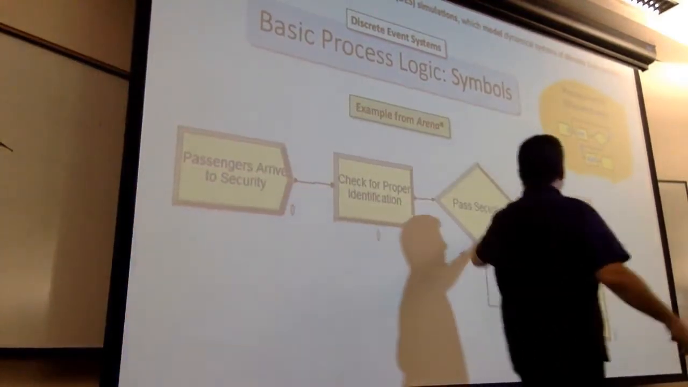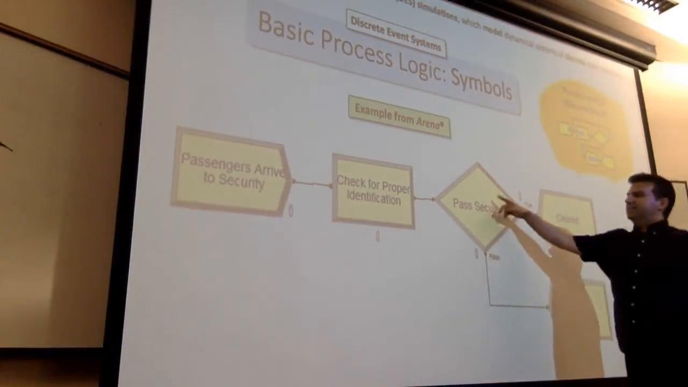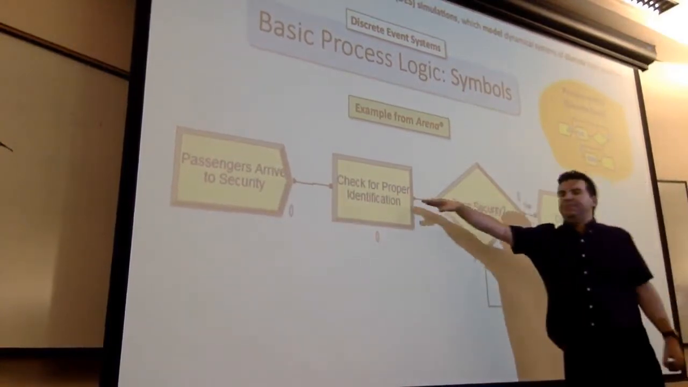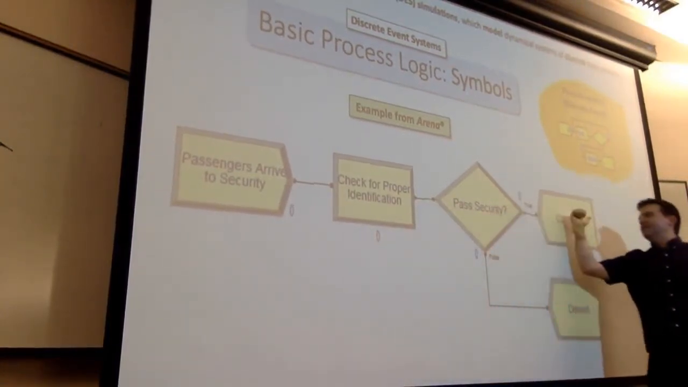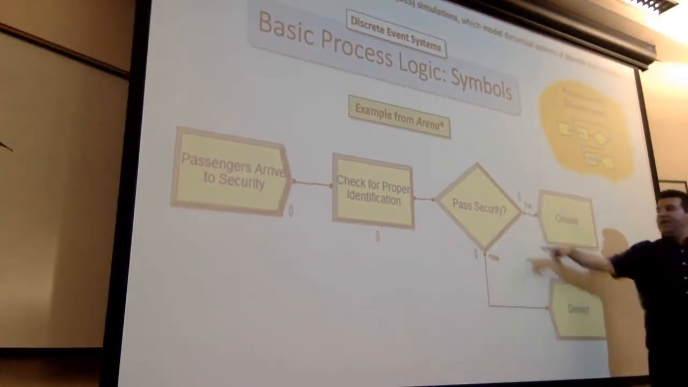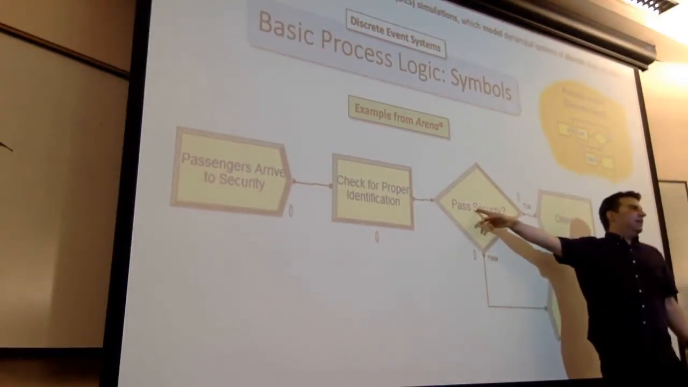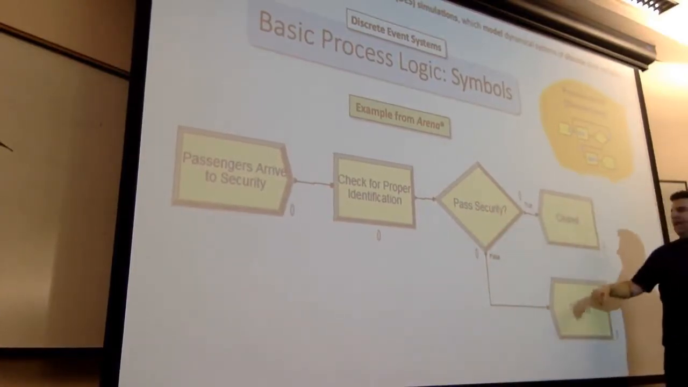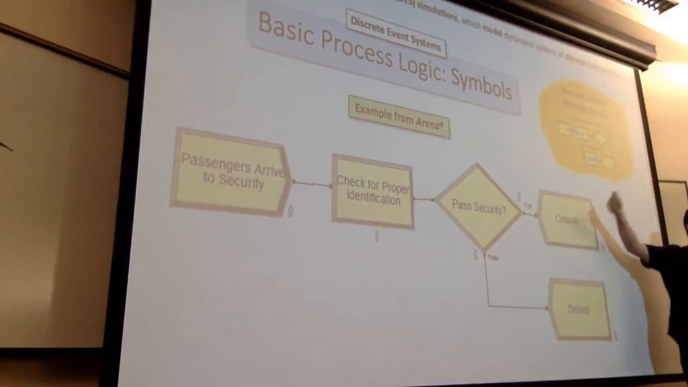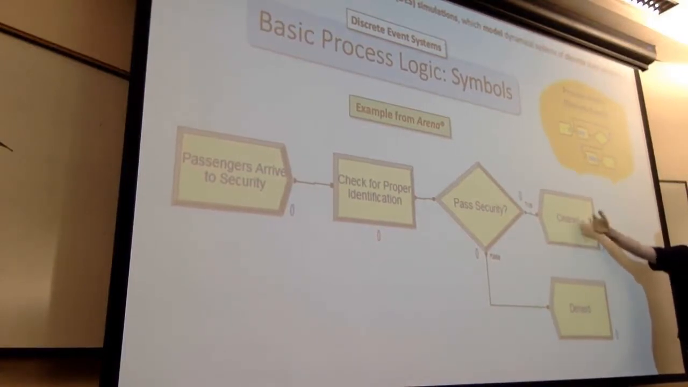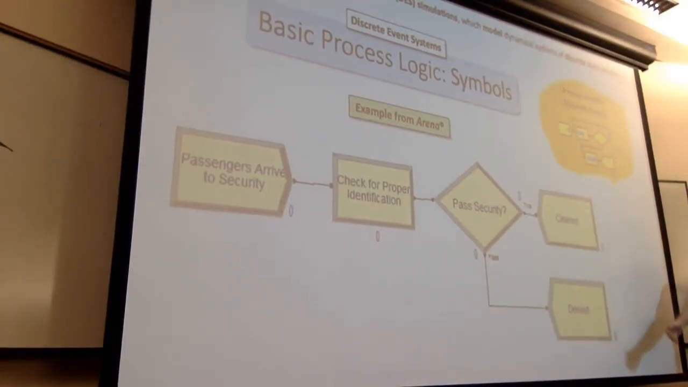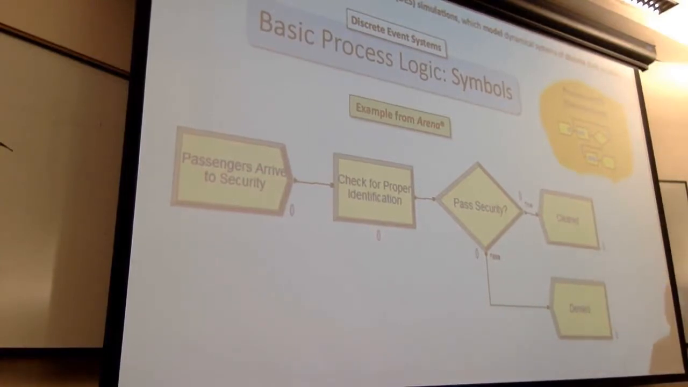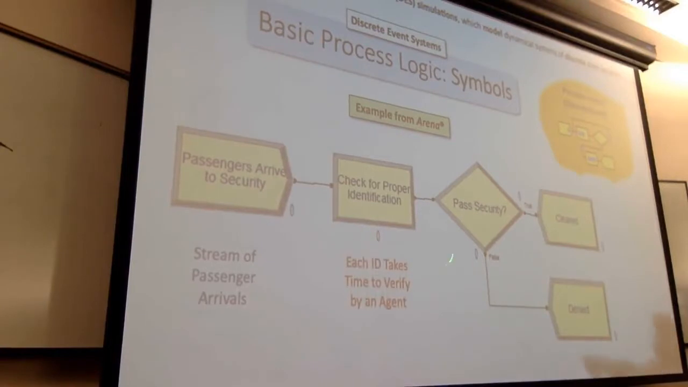Inside this block, I can say, well, based on the properties of the entities passing through, do they pass security or fail? Or I can even just have it flip a coin and say, well, 75% of them pass and 25% of them fail. And then here, this just gets rid of them. It might take stats on how many got cleared and how many were denied, and then that's basically it. So the stream of passenger arrivals is modeled there, and the time the agent takes there.